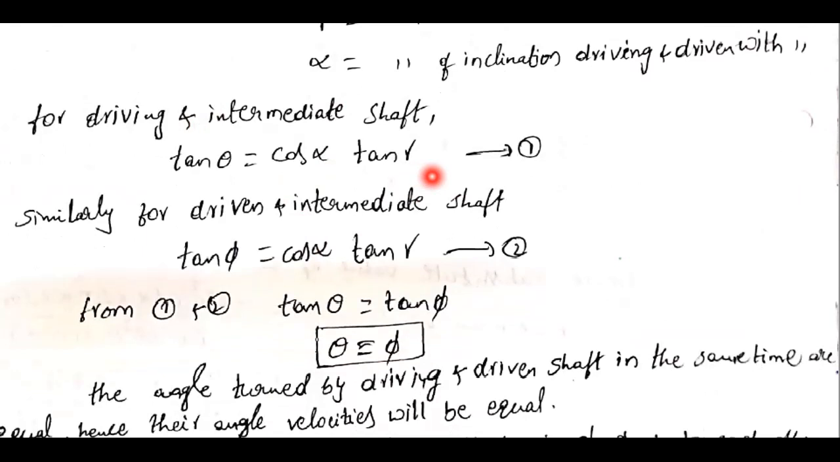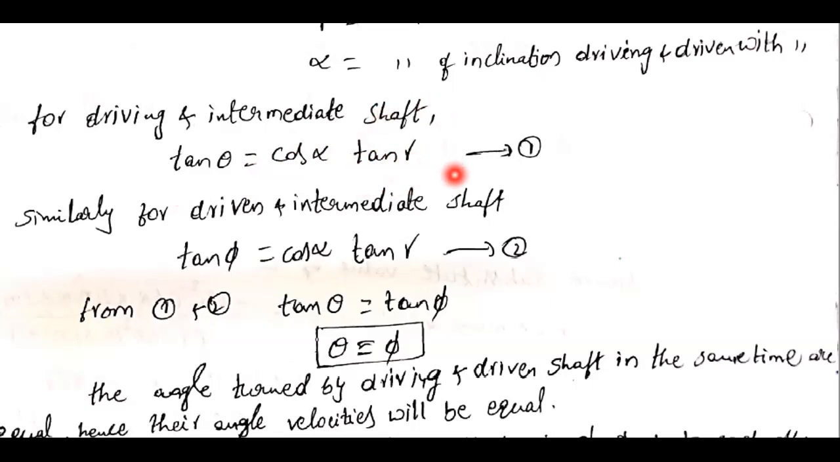So how is it represented here? In our earlier session we already wrote some relations. One relation is tan theta into tan phi, tan theta by tan phi equals cos alpha. From that, tan theta equals cos alpha into tan gamma here. This is related with the intermediate shaft, where gamma is the inclination of the intermediate shaft angle.